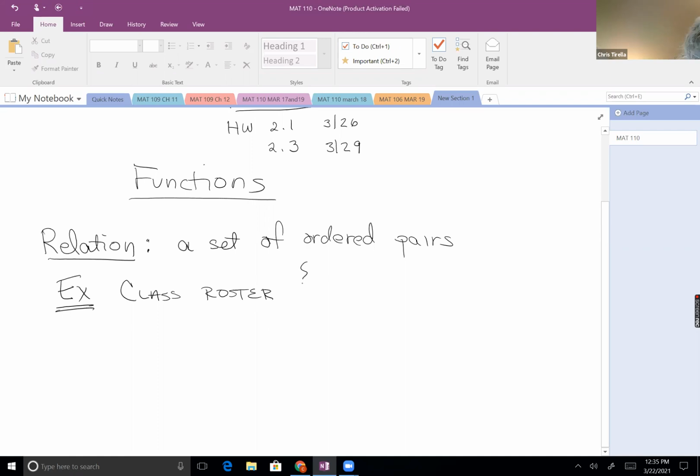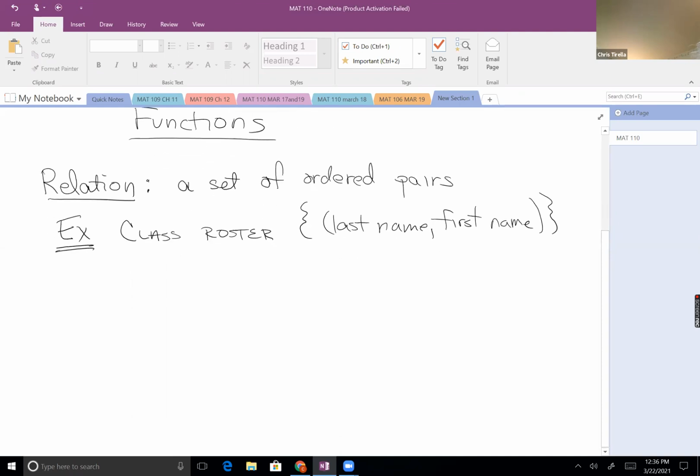If I look at a class roster, I might consider it a set of ordered pairs where I have people's last names and then their first name. So I could have this roster, when I call attendance every class, that would be a relation, a set of ordered pairs. When we talk about a relation, we talk about two different sets within the relation.